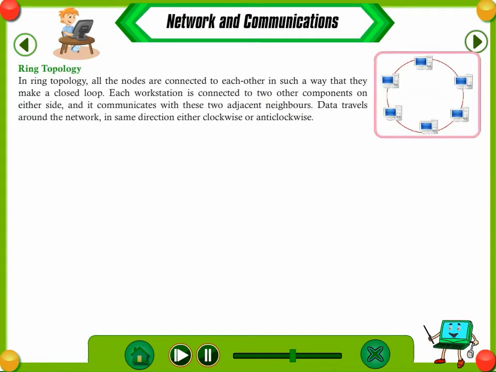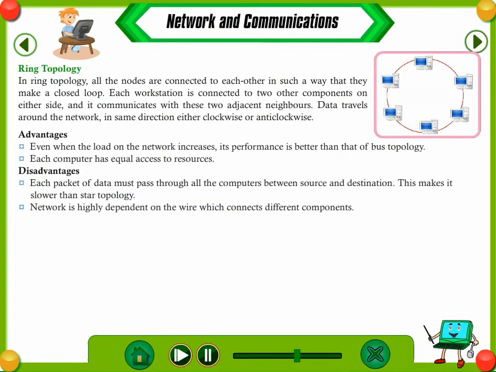Ring topology. In ring topology, all the nodes are connected to each other in such a way that they make a closed loop. Each workstation is connected to two other components on either side, and it communicates with these two adjacent neighbors. Data travels around the network in the same direction, either clockwise or anti-clockwise.